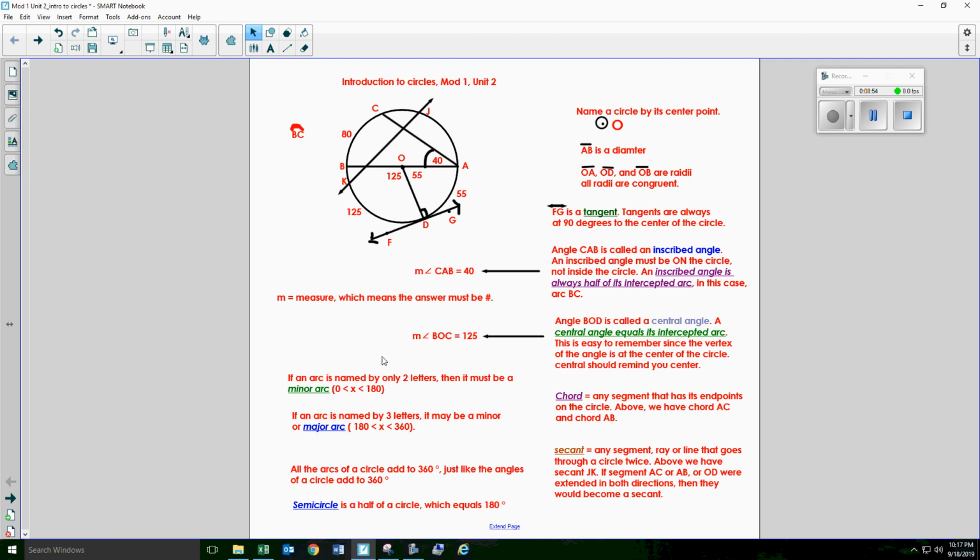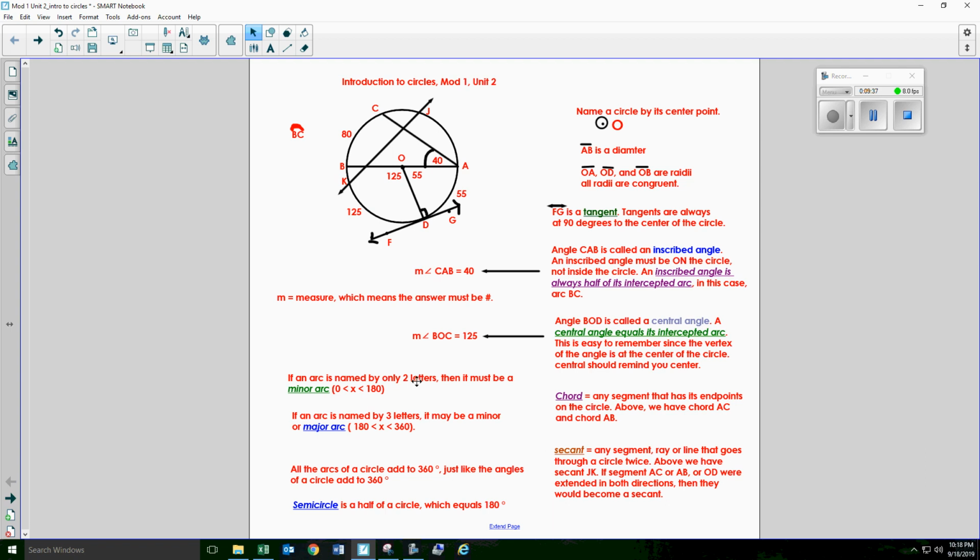All right. Naming arcs. We have minor arcs, which are between 0 and 180 degrees, and major arcs between 180 and 360 degrees. Notice it does not include them because we know 180 degrees is a semicircle, and 360 degrees is a full circle. So the arcs are in between those. Minor is like what we think of as an acute angle. Acute would be between 0 and 90 versus obtuse between 90 and 180. Well, the minor, in this case for a circle, is between 0 and 180, and the major between 180 and 360. Minor arcs are usually only named by 2 letters.